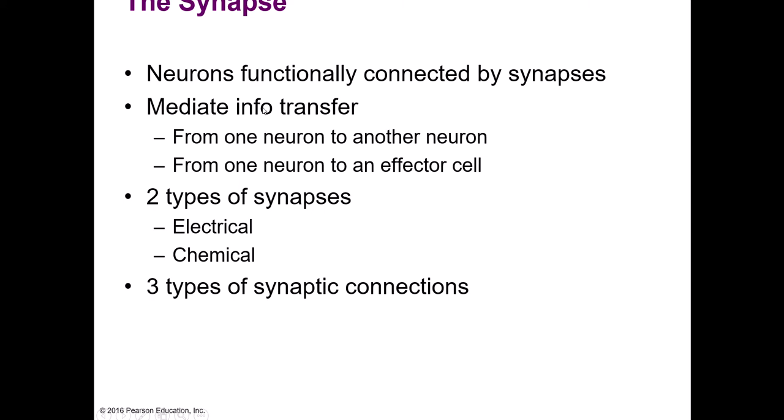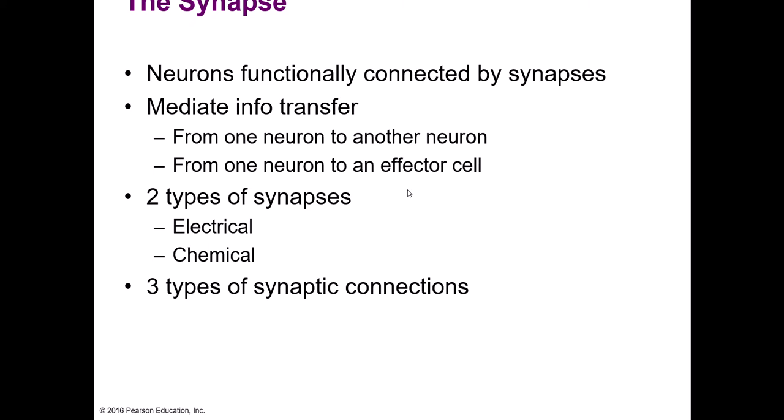A synapse is a connection between typically one neuron and another neuron, or one neuron and some sort of effector cell. We've actually seen synapses before when we looked at the neuromuscular junction. That was a connection between a neuron and an effector cell, in this instance a muscle. That synapse between a motor neuron and a muscle cell was a type of chemical synapse. But in the nervous system, not only can you have chemical synapses, you can also have electrical synapses.